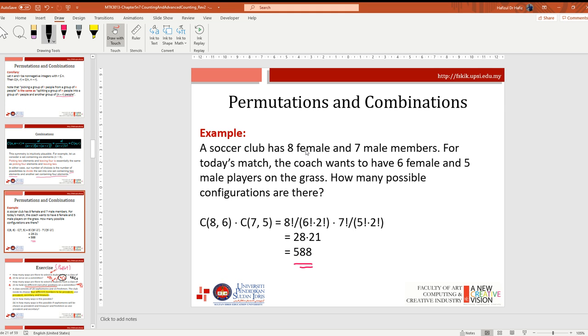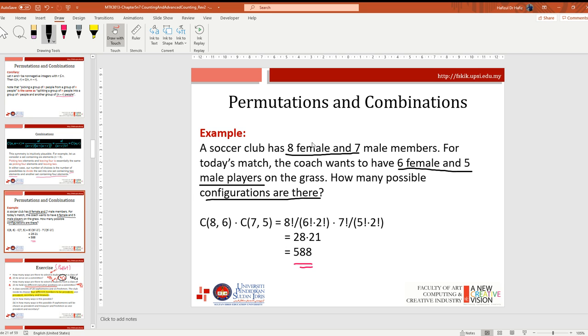Permutation and combination. A soccer club has 8 female and 7 male members. Please read carefully. For today's match, the coach wants to have 6 female and 5 male players on the grass. How many possible configurations are there? And then we have C(8,6) and C(7,5). There are 8 female and 7 male, and the coach wants 6 female and 5 male.